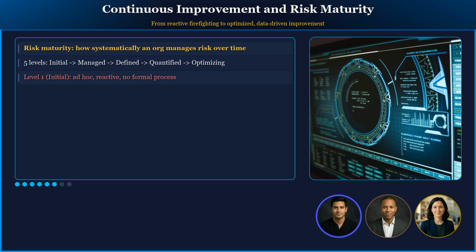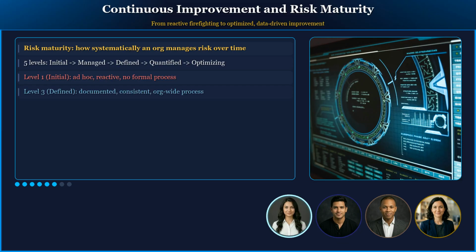At level 1, every risk incident feels like an emergency because nothing was anticipated. There is no process, just people reacting. Most small organizations live here. The exam often presents scenarios at this level and asks what the first step toward improvement should be. The answer is almost always formalization. Document the process before you optimize it.